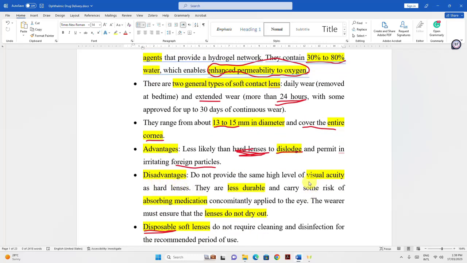What about the disadvantages? The first disadvantage is visual acuity, which talks about how sharp your vision will be after that. Well, the rigid gas permeable is better in this regard. I mean, to correct vision, and for the vision to be crisp, clear and sharp, the rigid gas permeable is better. Also, another disadvantage is that it's less durable. Okay. Third disadvantage is the possibility of absorption of medication. Okay. And another thing that you need to take care of is that you don't want the lenses to dry out, because if they dry out you need to dispose of them.